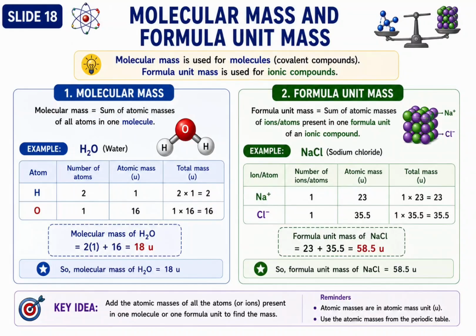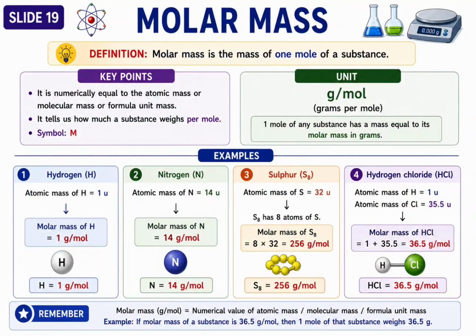Now let's take sodium chloride, NaCl. Sodium is 23 u, chlorine is 35.5 u. So 23 plus 35.5 equals 58.5 u. For ionic compounds, we call this the formula unit mass. So remember: molecule, molecular mass; ionic compound, formula unit mass. Now let's understand molar mass.